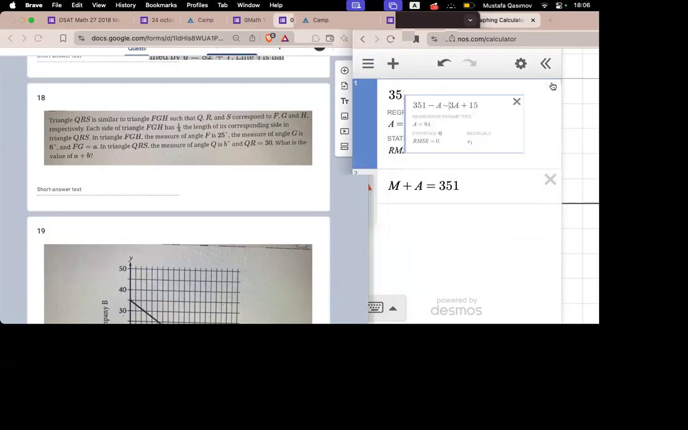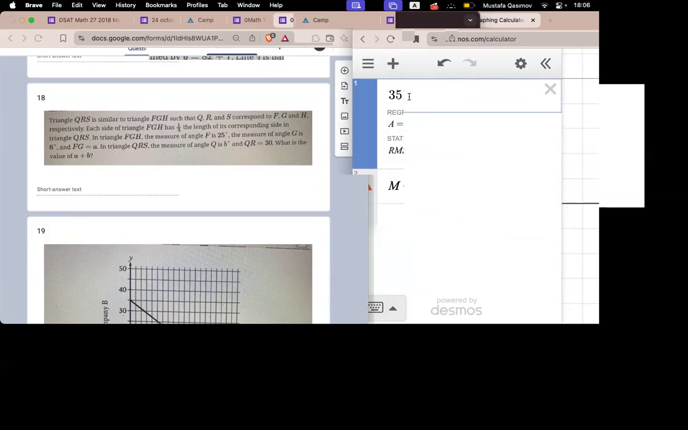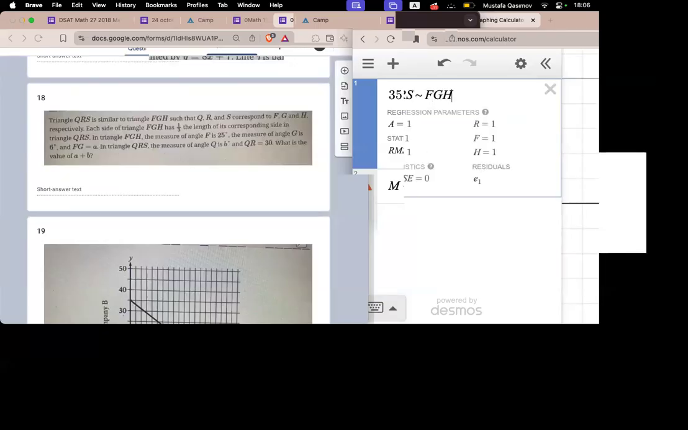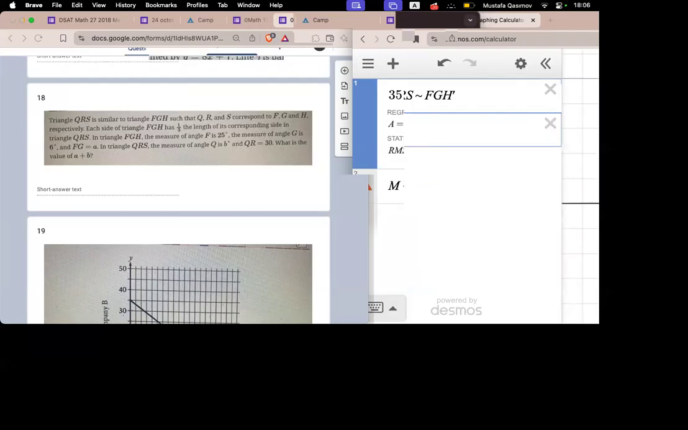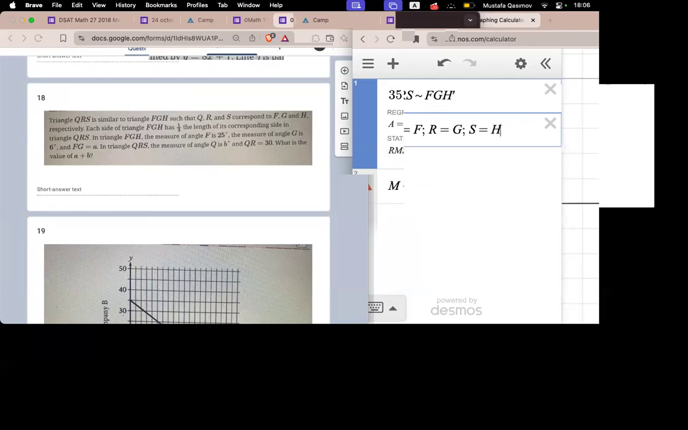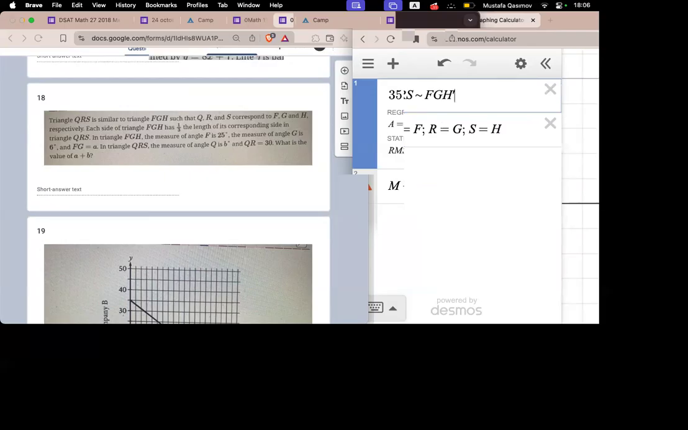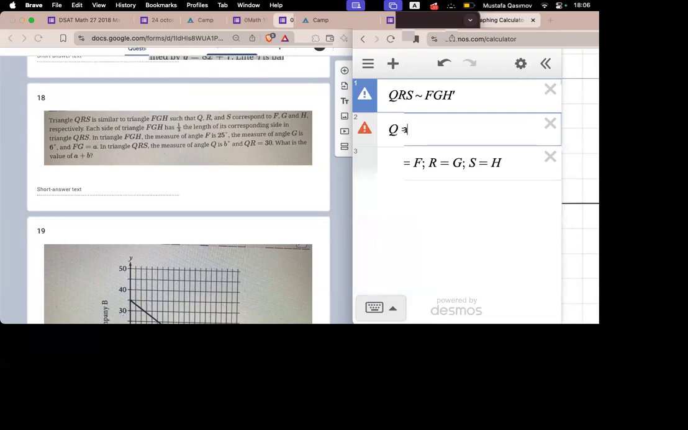18. For 18, you must know this rule. When it says QRS is similar to FGH, it means that angle Q is equal to angle F, angle R is equal to angle G, and angle S is equal to angle H. Let's write here: all angles are the same.